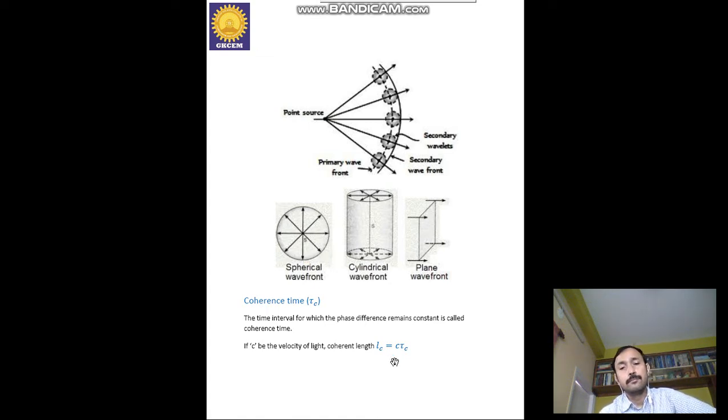Now coherence time. The time interval for which the phase difference remains constant is called coherence time. Phase difference depends upon the path difference. We know phase difference is equal to 2 pi by lambda into path difference, where lambda is the wavelength of light used. If c be the velocity of light, coherent length Lc is equal to c into tau c. Tau c is the coherent time.